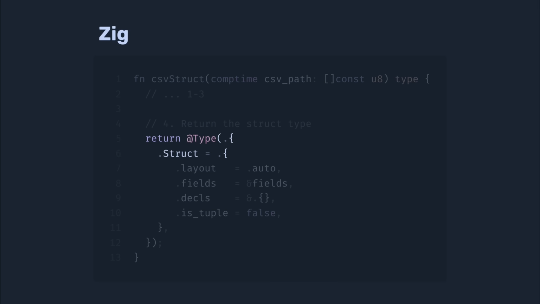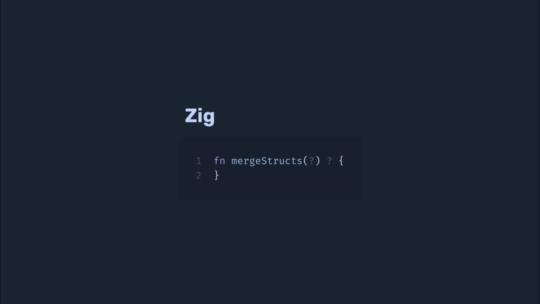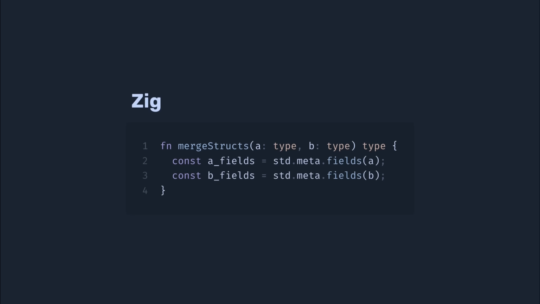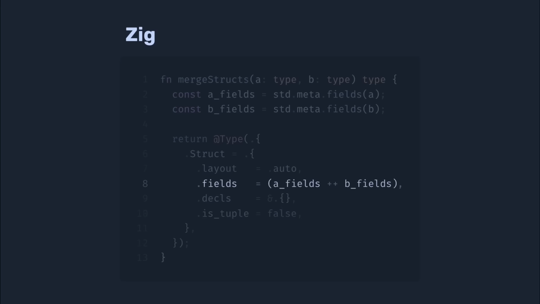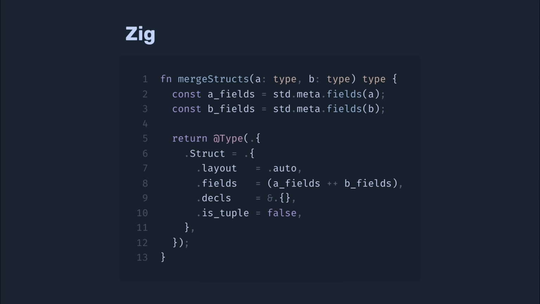In the case of another problem, if we need to take multiple existing structs as parameters, for example, to create a third merged struct, we couldn't use Rust macros at all, while in Zig, the code will look quite similar. Get two types as arguments, return another type, and in the body, collect types from both structures and put them into our result. Even simpler than creating a struct from a CSV header.